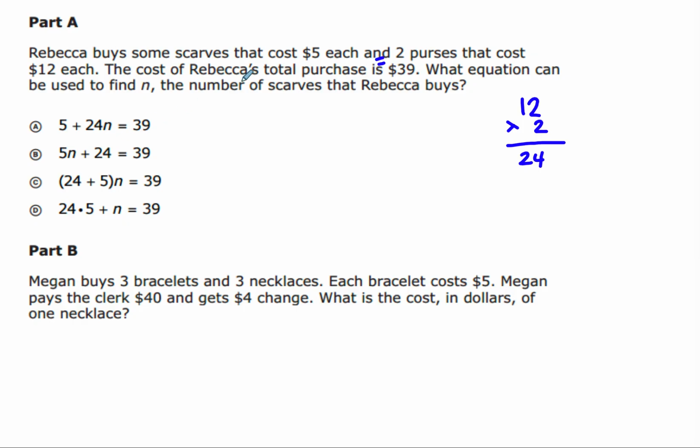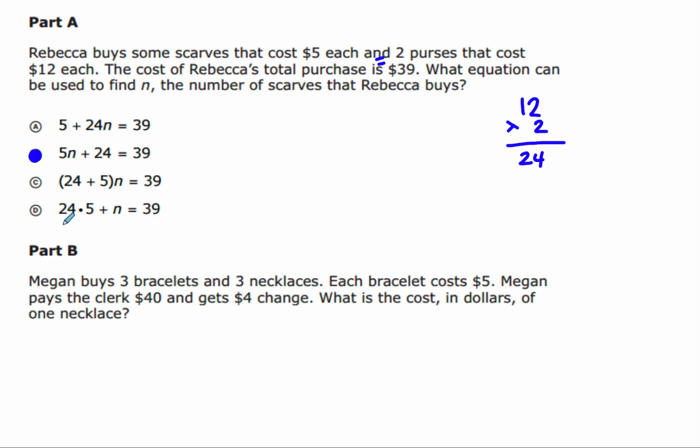So n was my number of scarves. It's got to go with the 5. That's how much each costs. So 5 times my scarves plus the $24 for the purse equals the $39 that Rebecca spent.